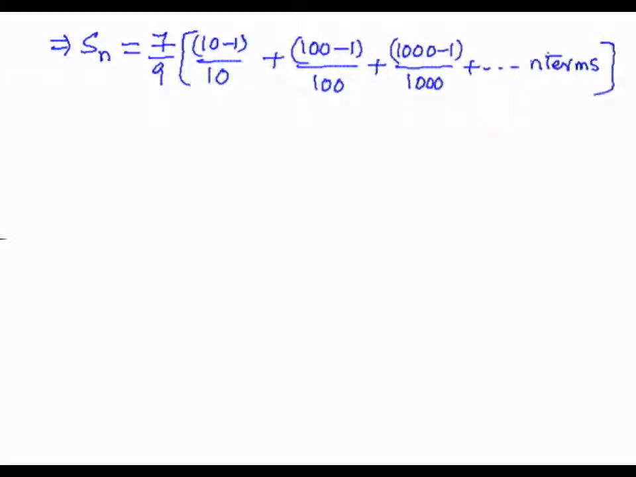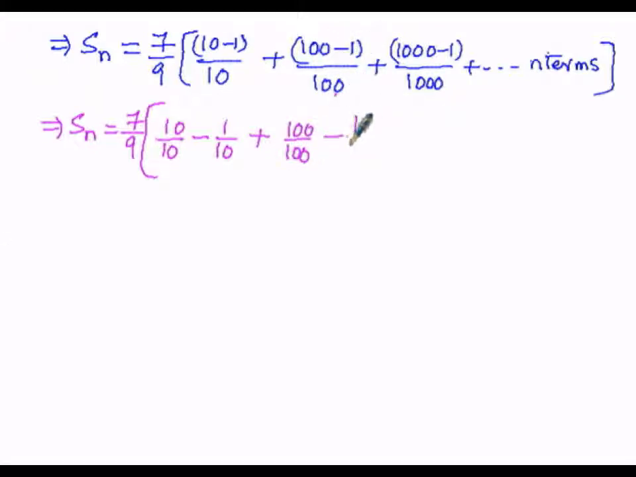Then the next logical step will be: that implies S of n is equal to 7 divided by 9 within the square brackets, by partial division 10 by 10 minus 1 by 10, plus, before the brackets there is a positive sign so there won't be any sort of changes in this bracket, 100 by 100 by partial division minus 1 divided by 100.